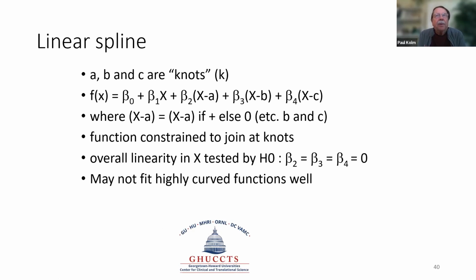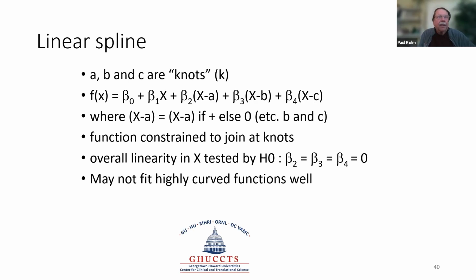And so basically our regression equation comes into play here when we model our knots in here. If we have just a simple regression where we have one covariate x, then we have x minus a, x minus b, and x minus c, where they equal whatever the x minus a is if this is positive, otherwise they're zero.